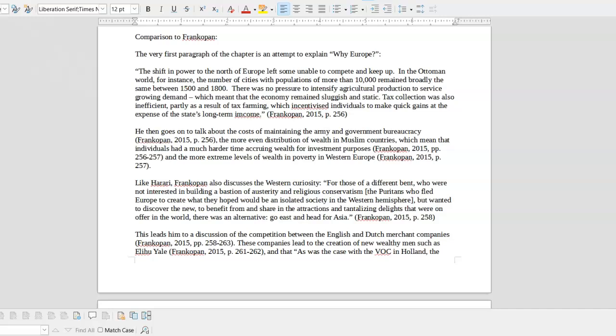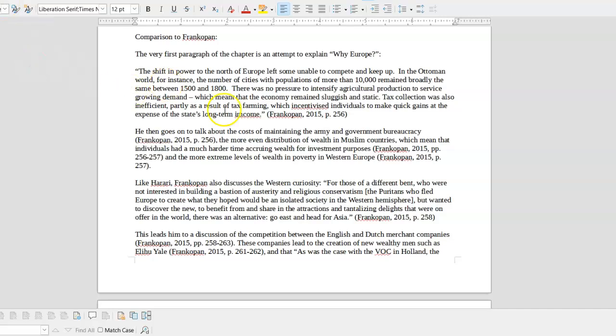Okay, so Frankopan actually opens his chapter 14, The Road to Empire, with a discussion of why Europe wins the game of empires. The shift in power to the north of Europe left some unable to compete and keep up. In the Ottoman world, for instance, the number of cities with populations of more than 10,000 remained broadly the same between 1500 and 1800. There was no pressure to intensify agricultural production to service growing demand, which meant that the economy remained sluggish and static. Tax collection was also inefficient, partly as a result of tax farming, which incentivized individuals to make quick gains at the expense of the state's long-term income.